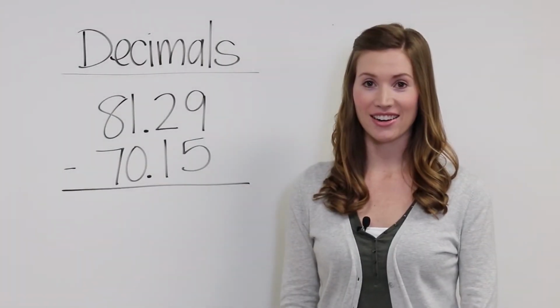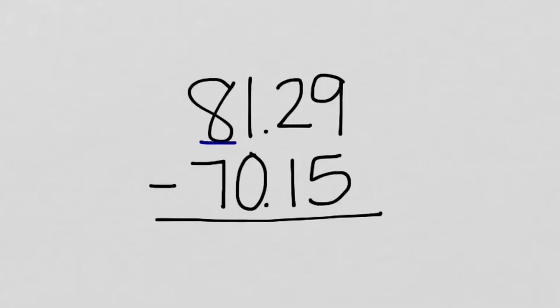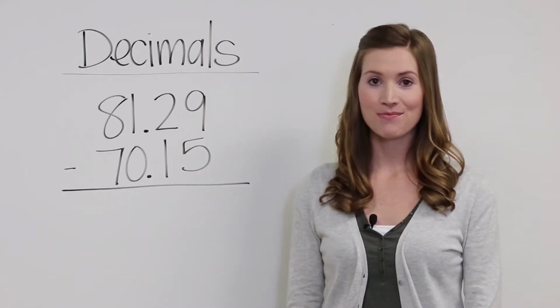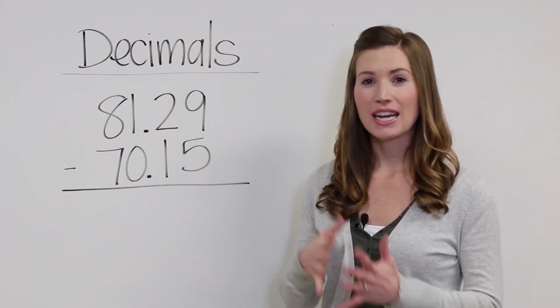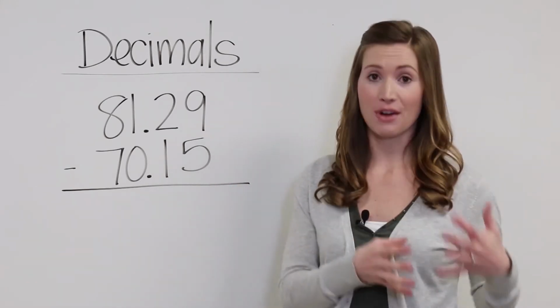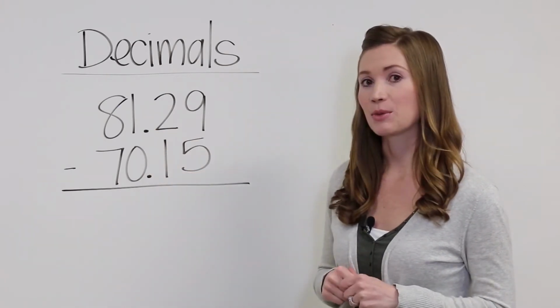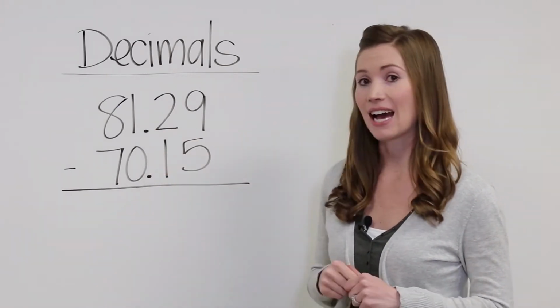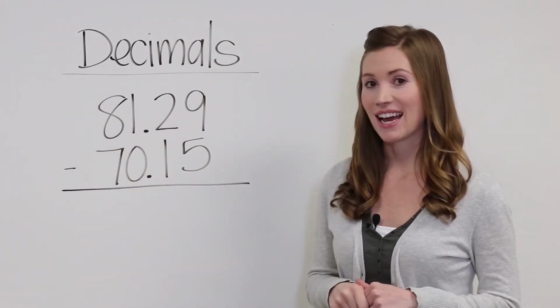Let's do a problem together. Try and read the problem to yourself as I read it aloud. 81 and 29 hundredths minus 70 and 15 hundredths. Great job. Now when we subtract decimals, we're trying to find their difference. We're seeing how much larger one decimal is from the other. Now, just like with addition, it's important when we subtract these decimals that our decimal points line up. So make sure when you write these types of problems, your decimal points line up.